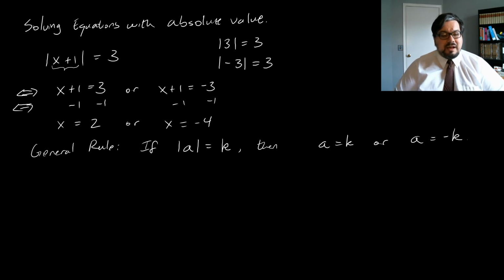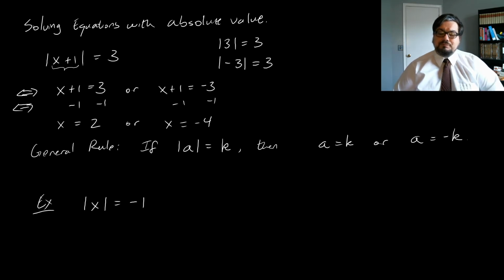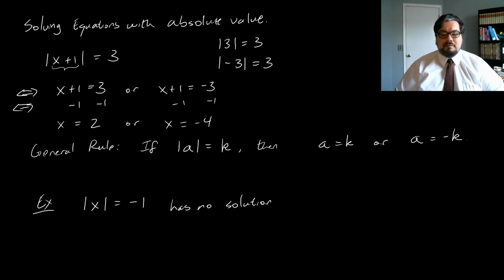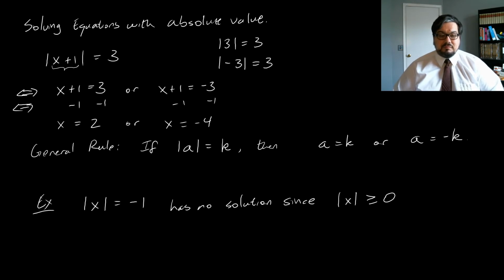So that means that if I look at the following example, the absolute value of x equals -1, this has no solution, since the absolute value of x always has to be greater than or equal to 0.